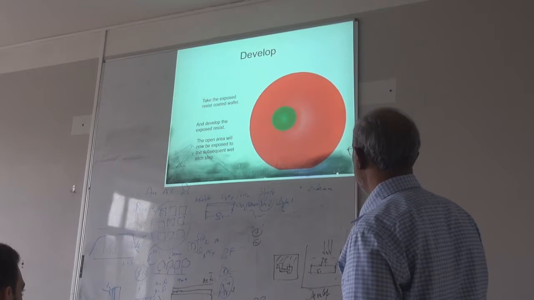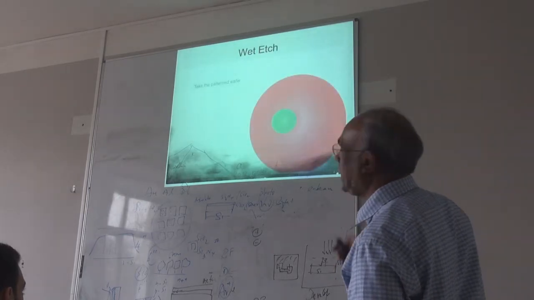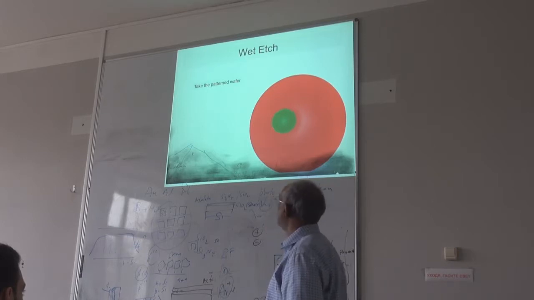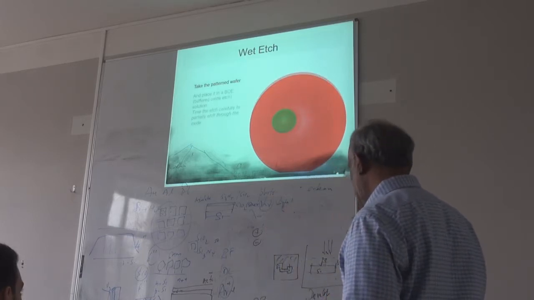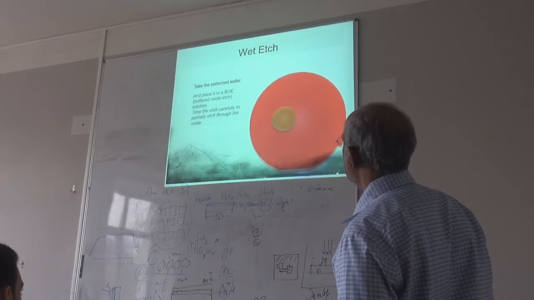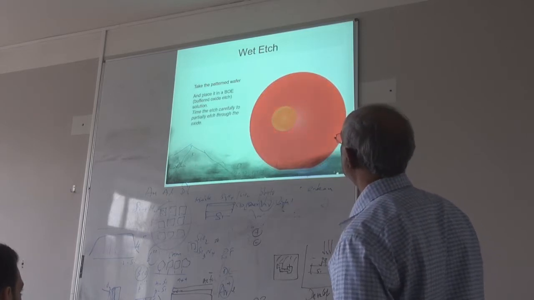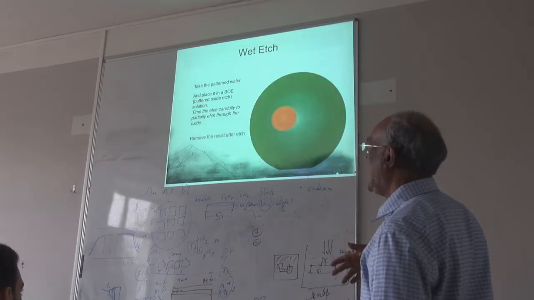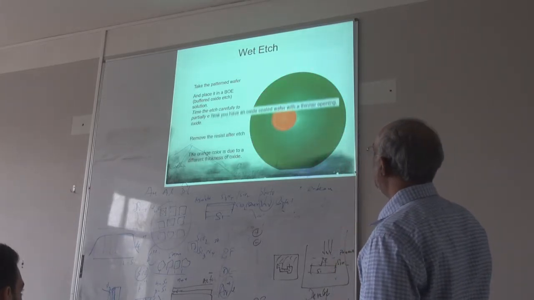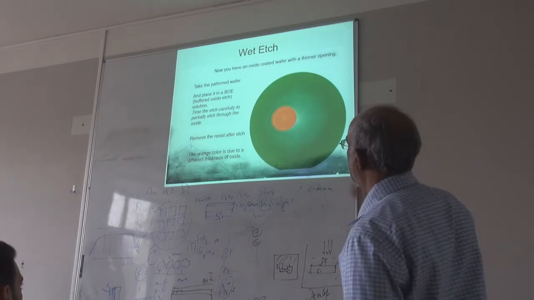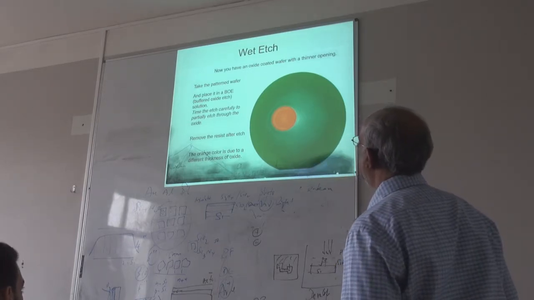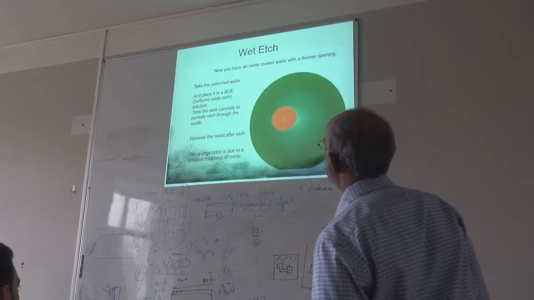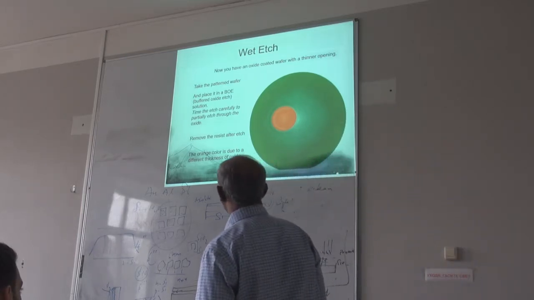Then when I etch this one, we use wet etch. That means you put it in some chemical, some liquid. The etching uses something called BOE, buffered oxide etch. Now you have to remove the residual polymer, so remove the resist after etch.